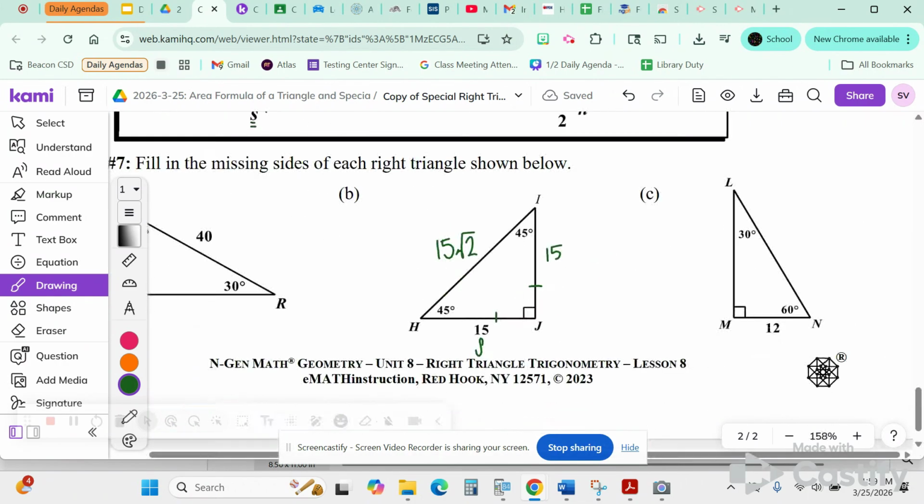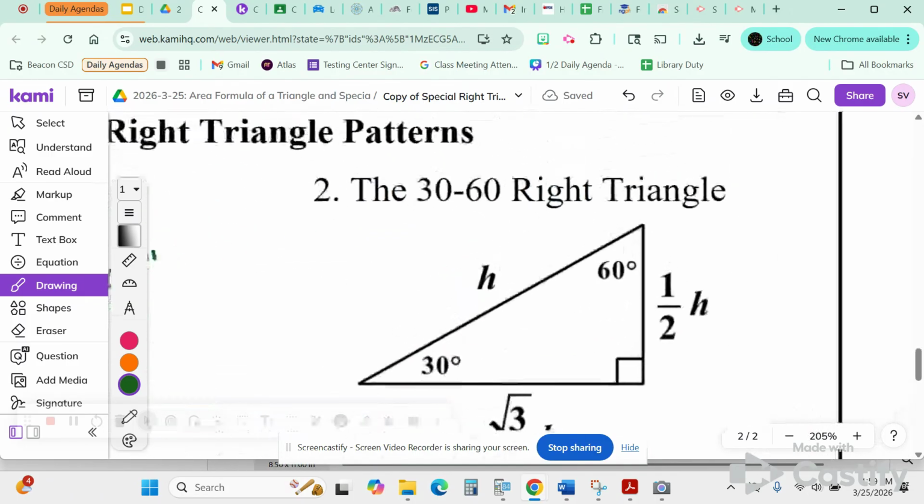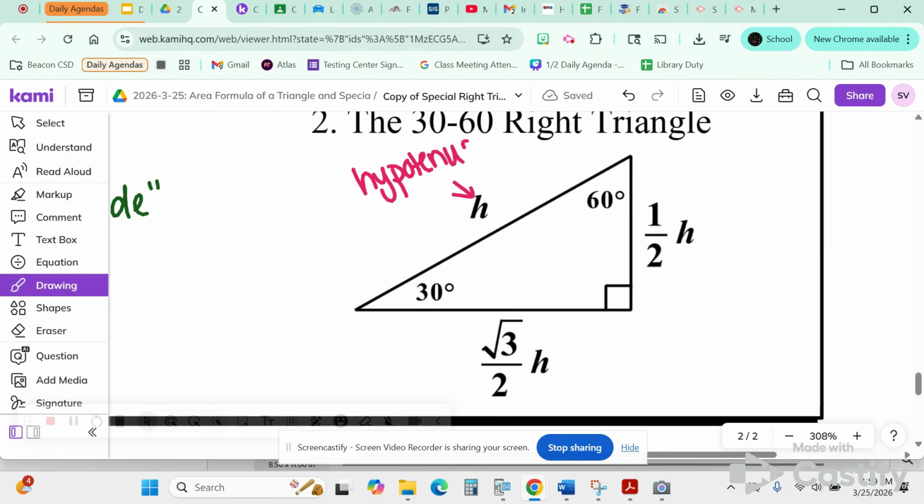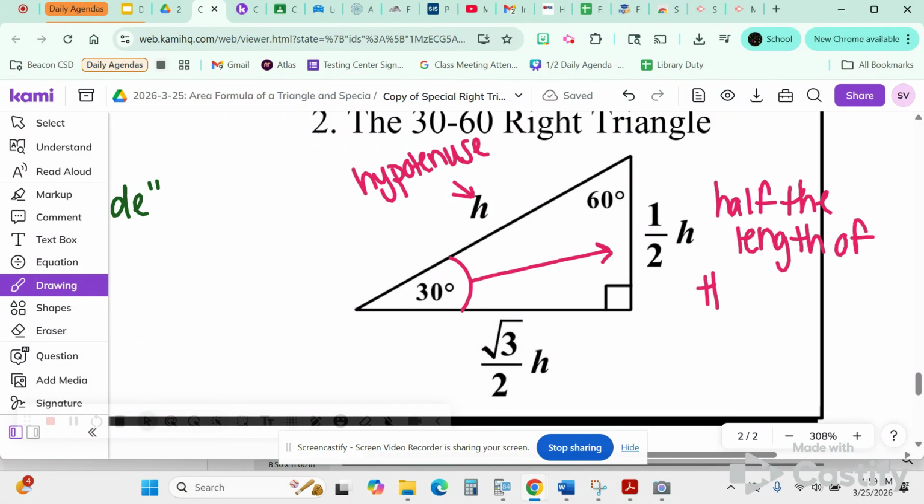If we take a look at the 30-60-90 triangle, this one's a little more complicated. We got a lot more stuff going on. So if we look at it, H is just the hypotenuse. Okay. The side that's across from the 30-degree angle is just half of the hypotenuse. So this is half the length of the hypotenuse.